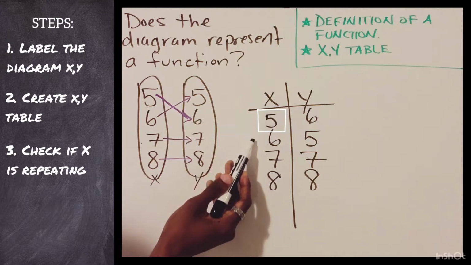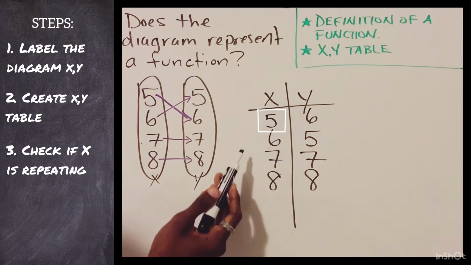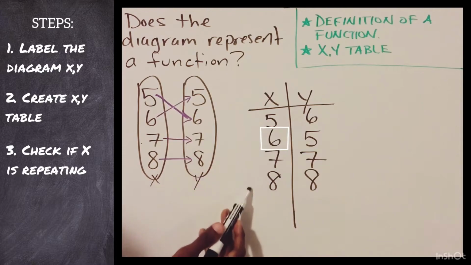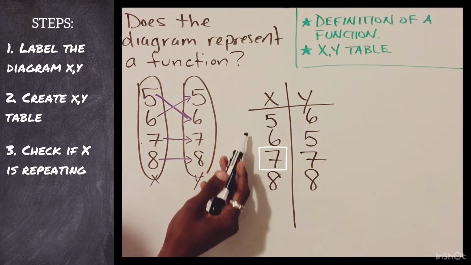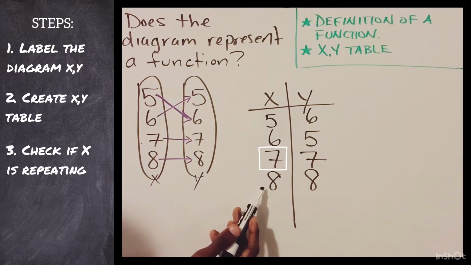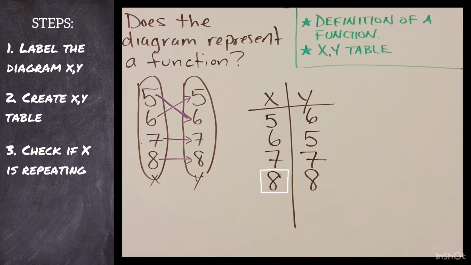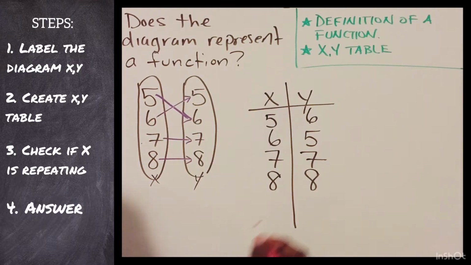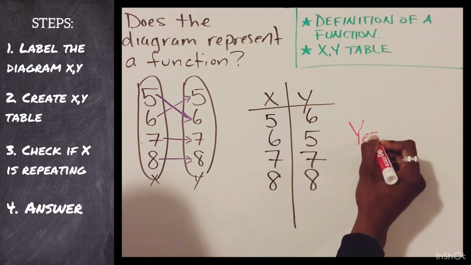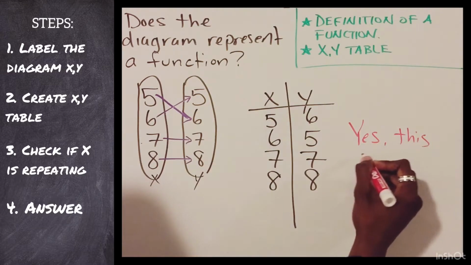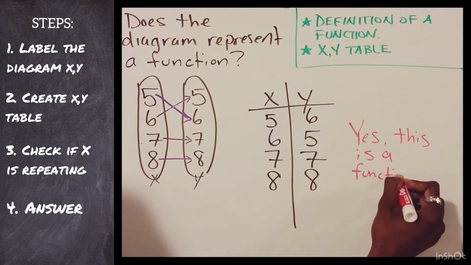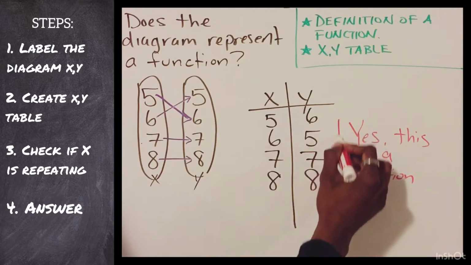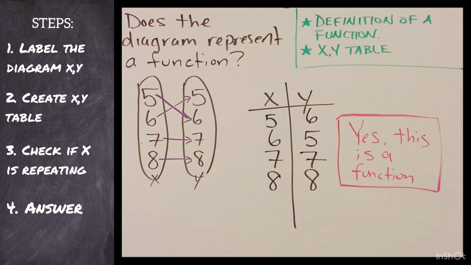We see a 5 and there are no other 5s. We see a 6, there are no other 6s. We see a 7, there are no other 7s. Now remember, we're only talking about the x column. We see an 8, there are no other 8s in the x column. So the x doesn't repeat. And that means that yes, this is a function. And that is your answer.